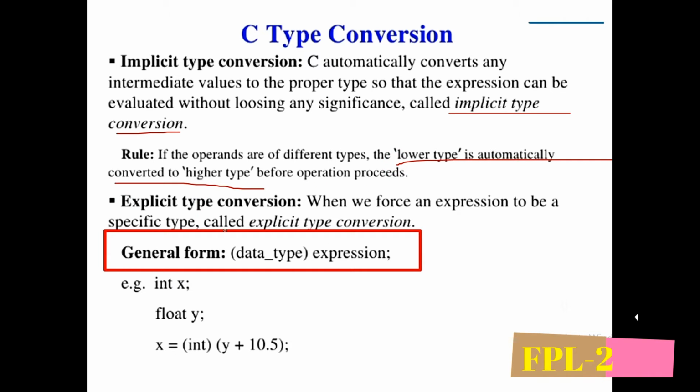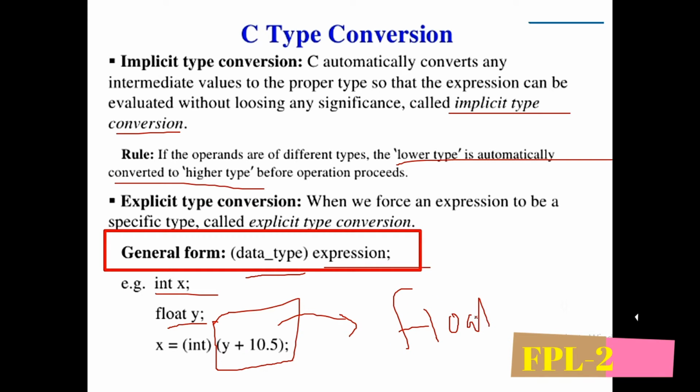Explicit type conversion. Now if you want to specify the conversion of the data, then we go for explicit type conversion by using this format. In brackets we use the data type and then the expression or the variable directly. Here x is a variable of type int, y is a variable of type float. Now we have to calculate this equation, but this whole thing is in float value, so everything will be calculated in float, y plus 10.5, but we want to store this value in x.